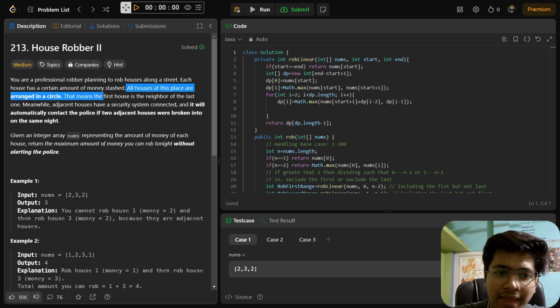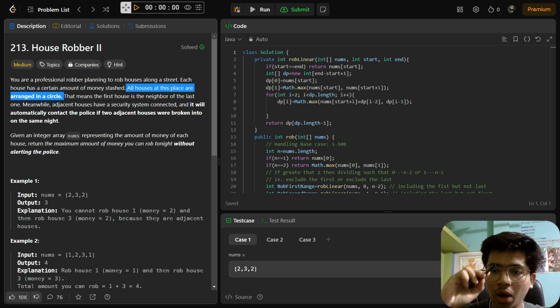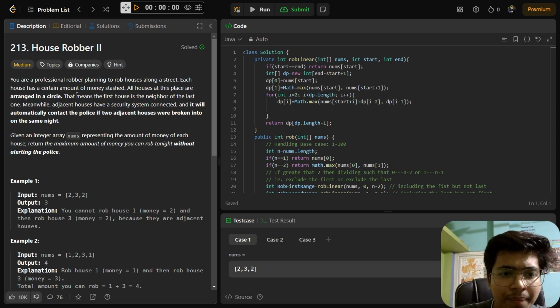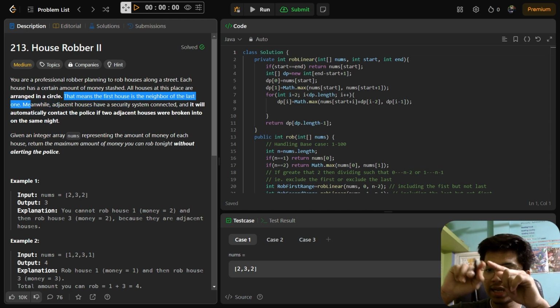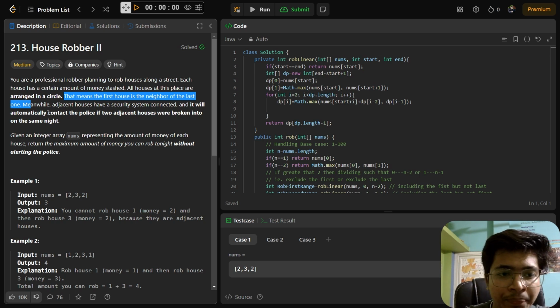All houses at this place are arranged in a circle. So the most important point to remember here is that all houses are arranged in a circle. This is the most important point that differs from house robbery 1. That means the first house is the neighbor of the last one. If this is the last and this is a circle, then first and last are neighbors. This is also an important point.